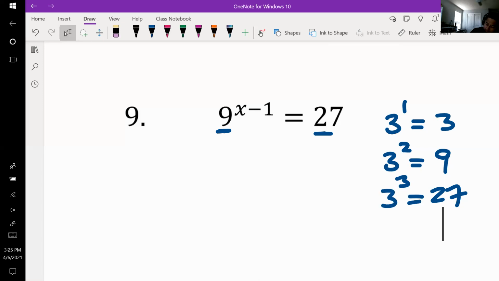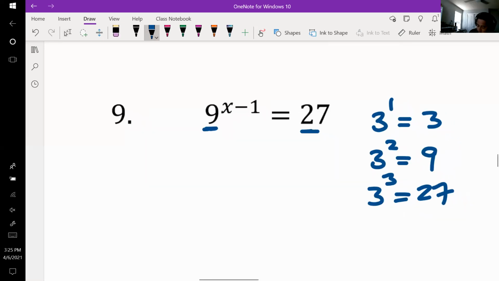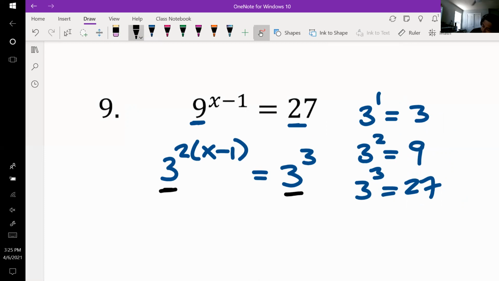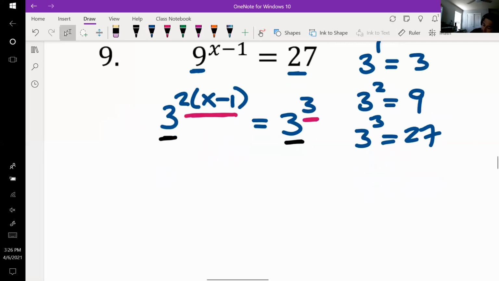Okay, so this means that 9 will be rewritten as 3 to the second. And remember that that 2 is going to multiply the exponent that was there already, the x minus 1. And 27 becomes 3 cubed. We now have the same base on both sides, which means you can now set the exponents equal to each other.